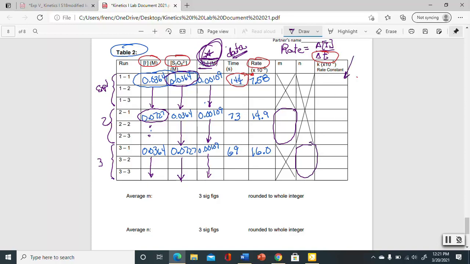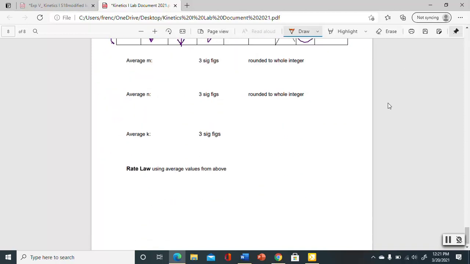Now, I want you to be absolutely sure you're looking at these things correctly. Back here with rate, you'll notice that this column already is in times 10 to the minus 6th. And this column is times 10 to the minus 3rd when you enter those. Okay? This last thing, you're just going to be finding the averages with the 3 sig figs and then round it. And then finally, you're going to write the whole rate law, including M and N and K. And that'll be it.